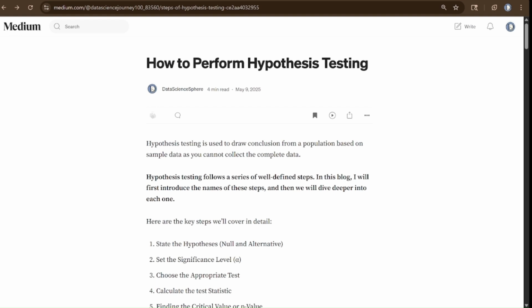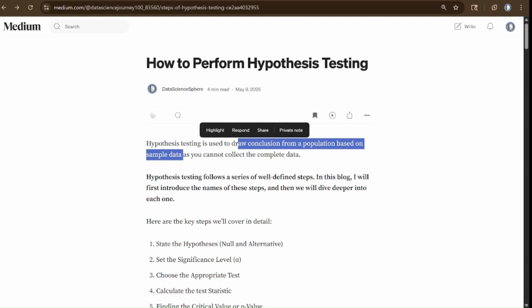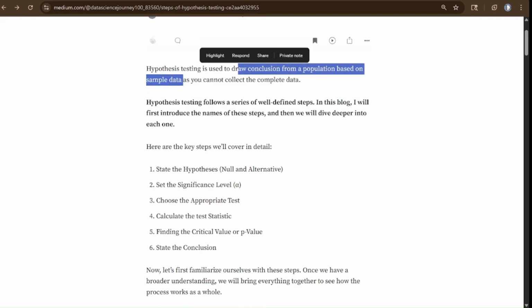See, what is hypothesis testing? Hypothesis testing is used to draw conclusions about a population based on sample data. That means from your sample data, you draw a conclusion about a population. That is done by hypothesis testing. Okay, now what are the steps?